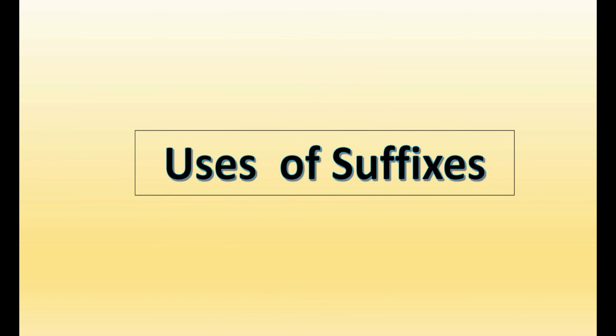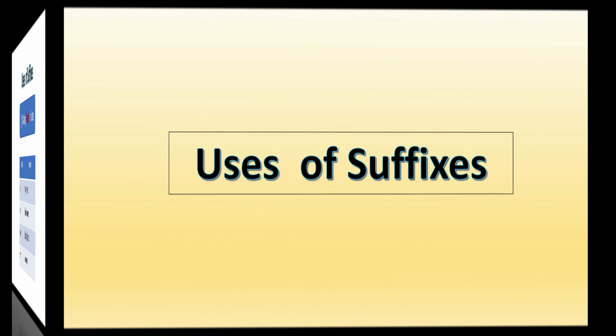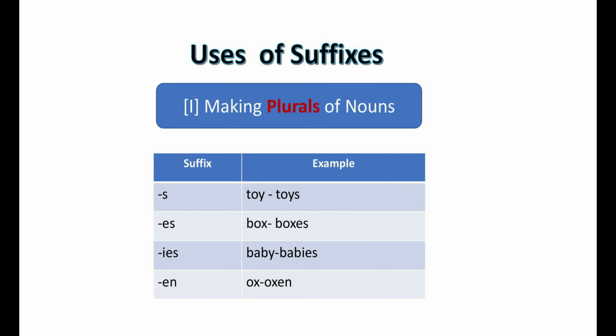We use suffixes for making plurals of nouns as shown in the examples. By adding suffix s to toy, we get the word toys. By adding es to box, we get its plural form boxes. The word baby can be converted to its plural form by adding the suffix ies. Similarly, by adding en to ox, we get its plural form oxen.